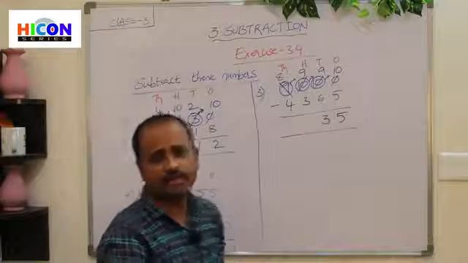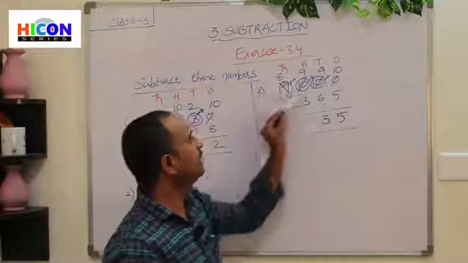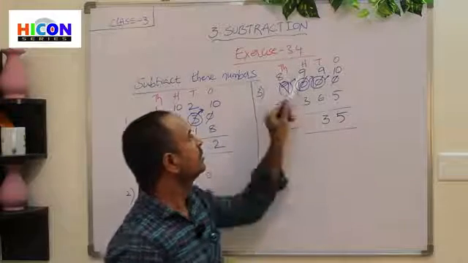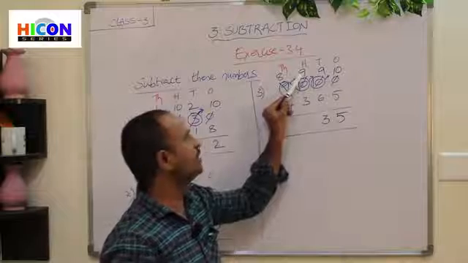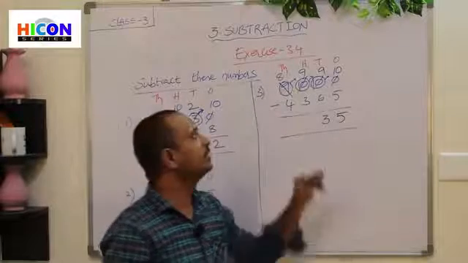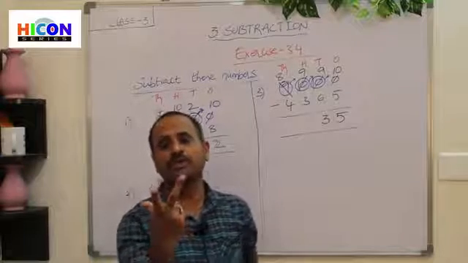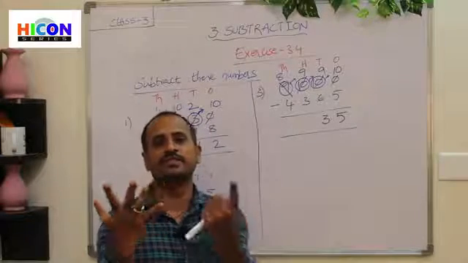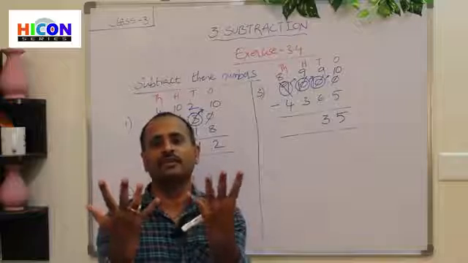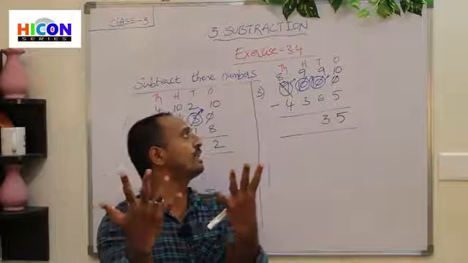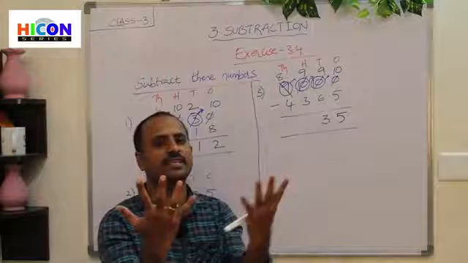So now go to the hundreds place. How many numbers are there? There are 2 numbers. The first number is 9 and the second number is 3. So open 9 fingers of your hand again. 1, 2, 3, 4, 5, 6, 7, 8, 9. These are the 9 fingers. And what is the second number in the hundreds place? 3 is the second number.